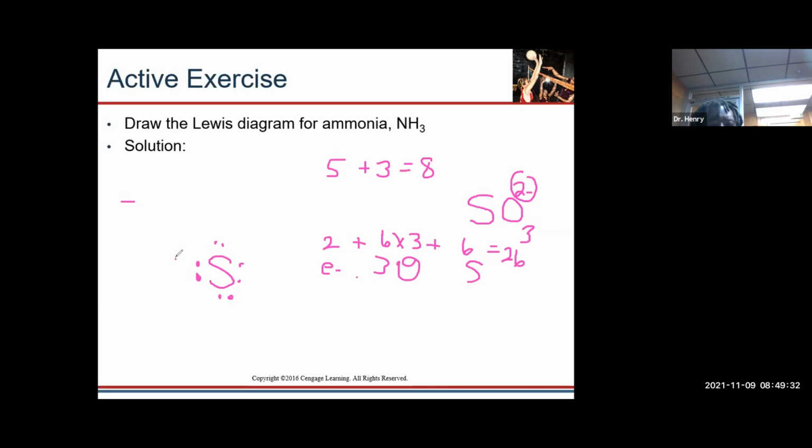Okay, so then each of the oxygen has 6. 1, 2, 3, 4, 5, 6, for each of the three oxygens. So if we're obeying the octet rule, we're going to have a bond here, a bond here, and a bond here.